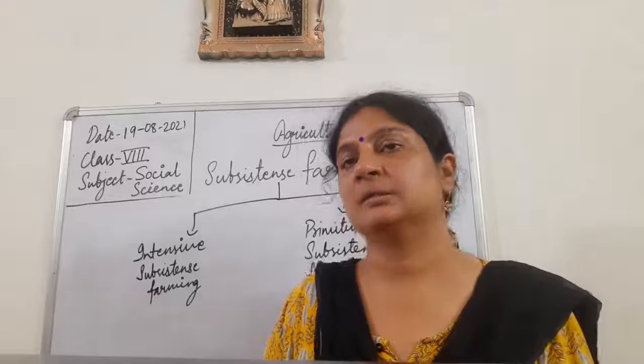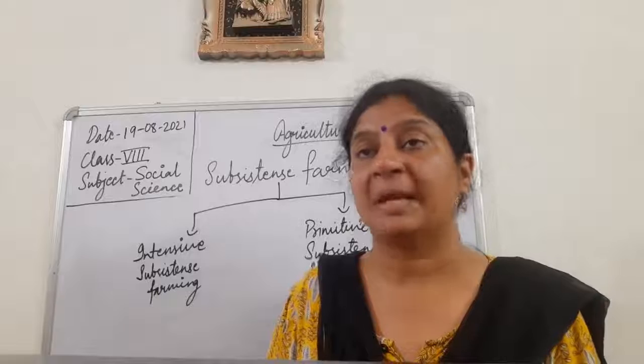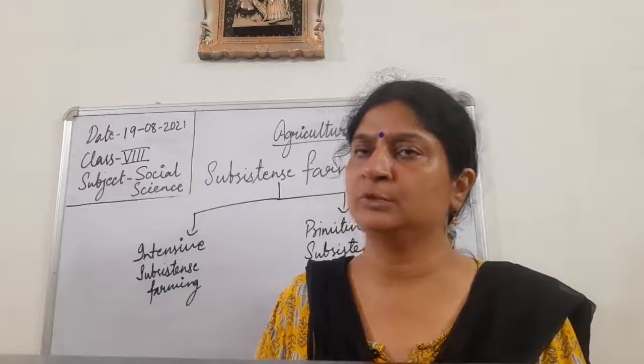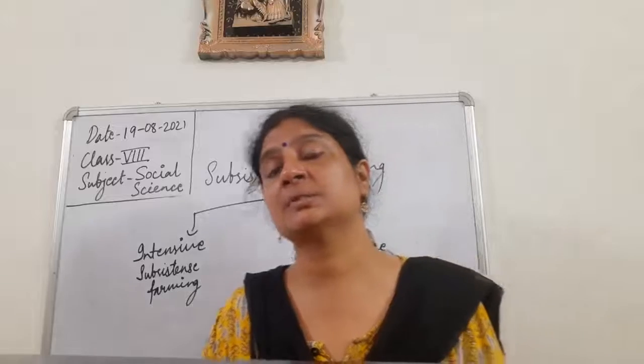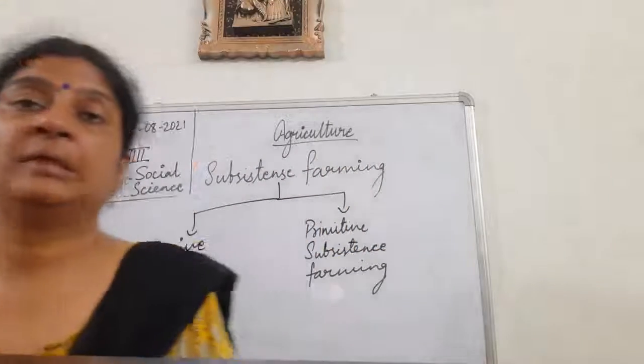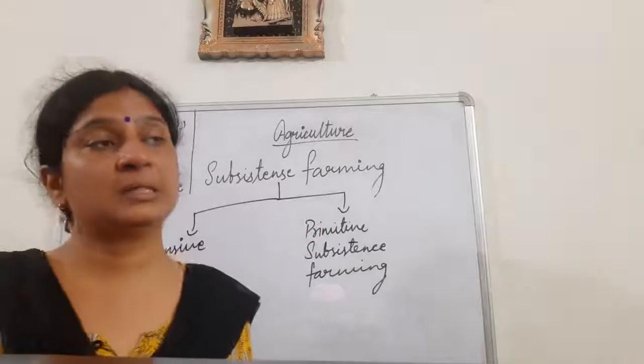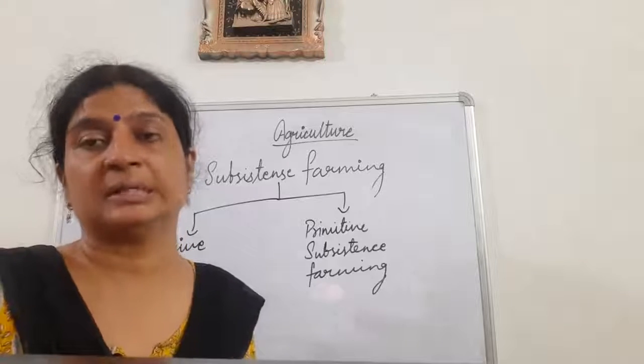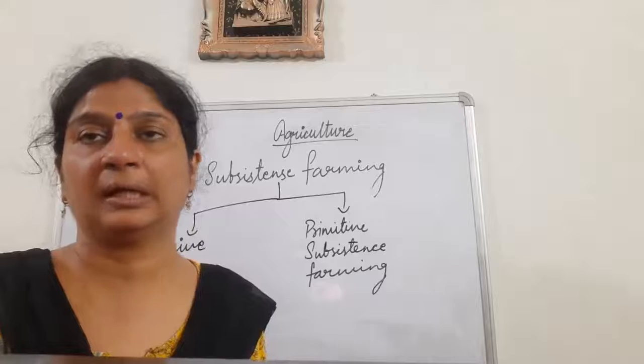Other than rice, there are wheat, maize, pulses, oil seeds, and we see that this intensive subsistence agriculture is prevalent in those areas which are thickly populated. The population is very thick, where the density of the population is very high.